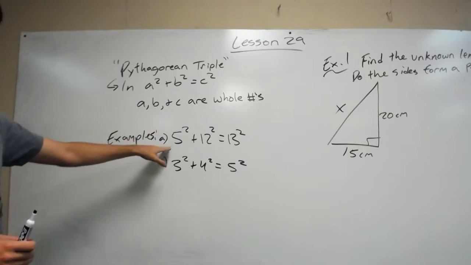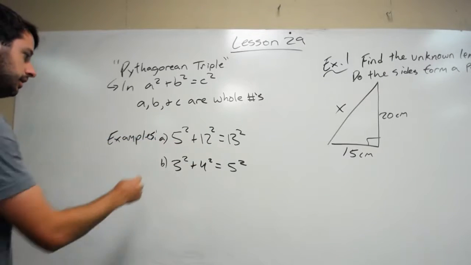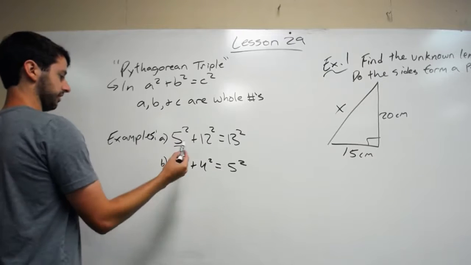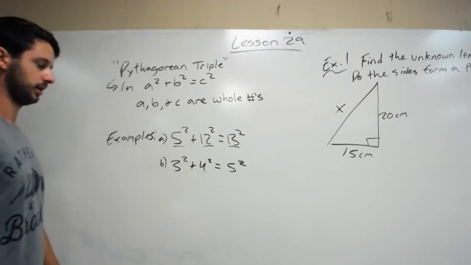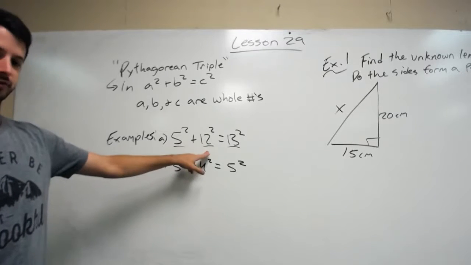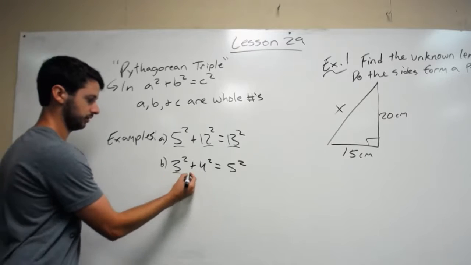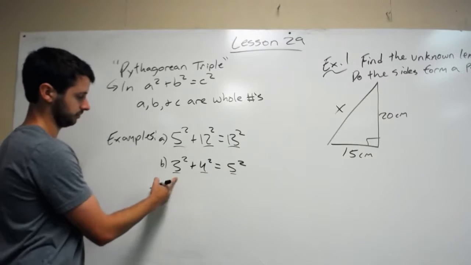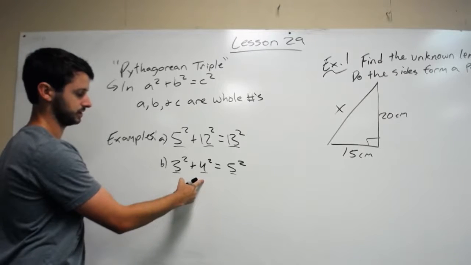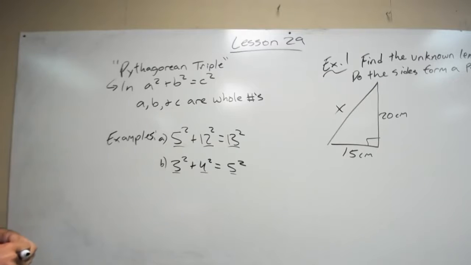For example, if you had 5 squared plus 12 squared equals 13 squared, the a is a whole number, 5, b is 12, a whole number, c is 13. And if you solved it out, it would be 25 plus 144, and that would equal 169. Another one, notice these are all whole numbers: 3 squared, 9, plus 4 squared, 16, equals 25, which is 5 squared. That is an example of a Pythagorean triple.